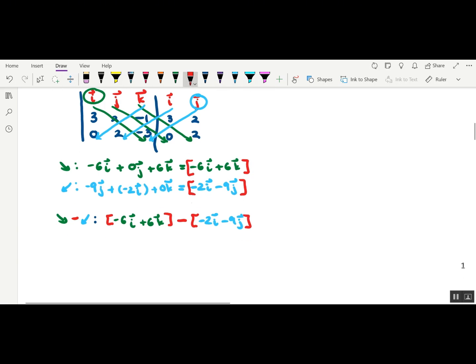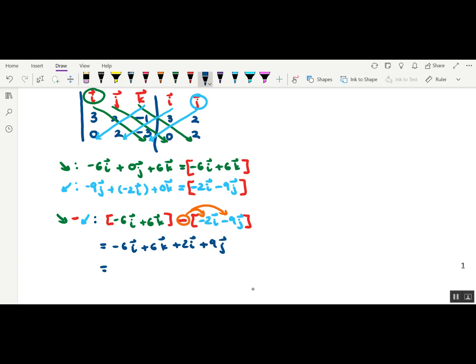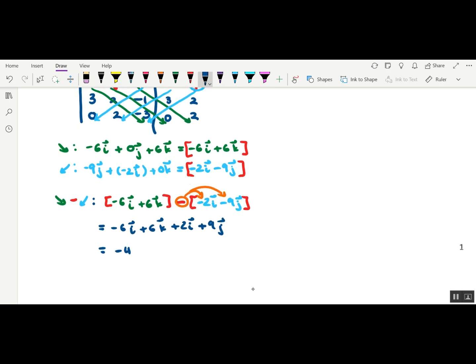And then just let the good old algebra skills kick in here, where we'll distribute this minus sign and clear the brackets. So -6i plus 6k plus 2i plus 9j. And then combining like terms, we're going to have -4i plus 9j plus 6k. And this right here would be our cross product vector.